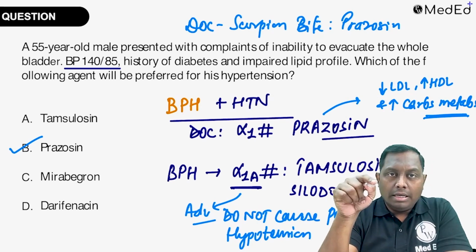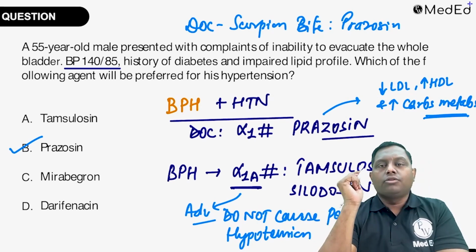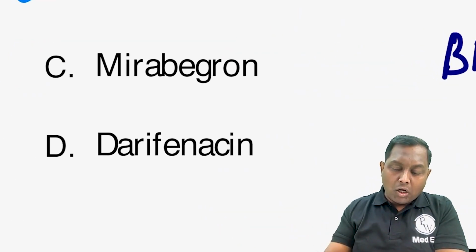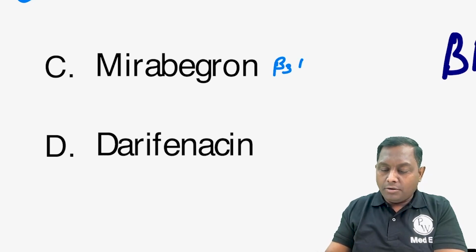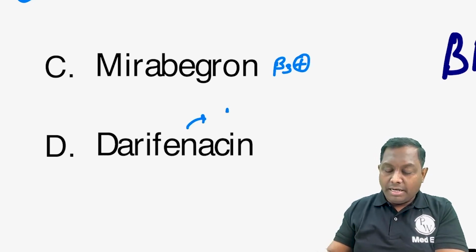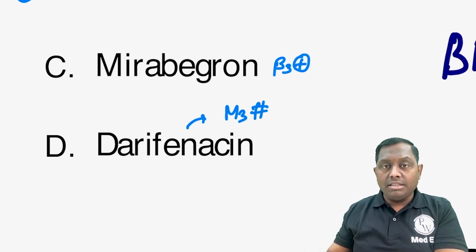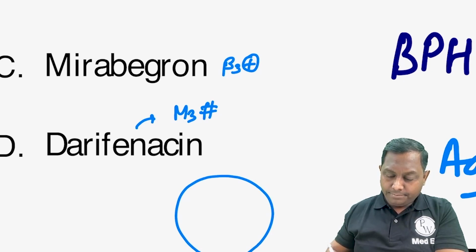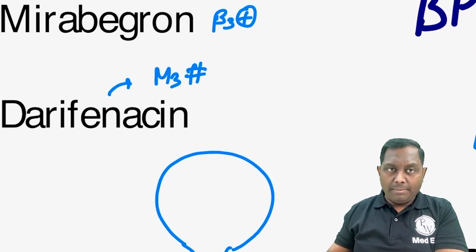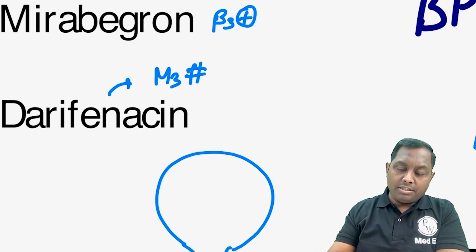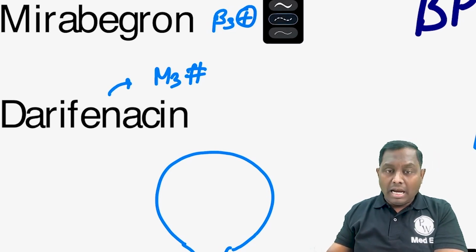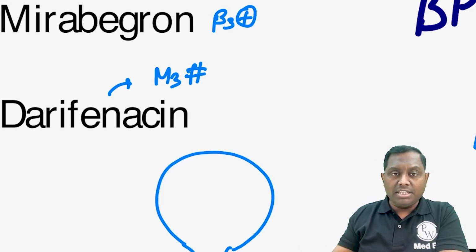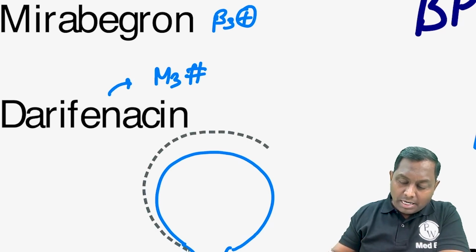Now there is already an inability to evacuate the whole bladder, so the risk of urine retention is already very high. If you are going to use a drug like mirabegron, which is a beta-3 agonist, or darifenacin, which is an M3 antagonist, they share a similar kind of activity. What do I mean by similar activity? Imagine this is the bladder. This class of drugs, mirabegron and darifenacin, cause relaxation, because darifenacin is an M3 antagonist and mirabegron is a sympathetic, beta-3 agonist. So they both can cause relaxation of the bladder.